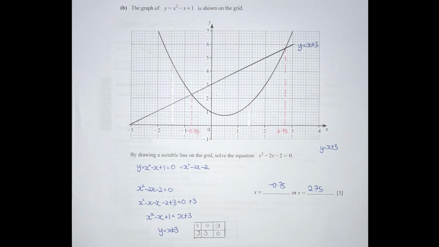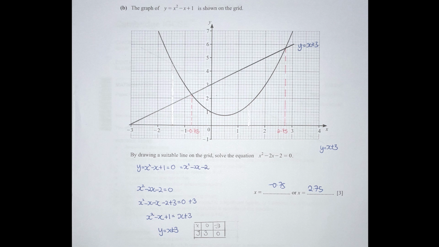For the last question here, B. So the curve has already been illustrated for you. All you need to do is to draw out the additional line. This is actually the graphing quadratic question where you have to arrange, okay, and compare the x squared minus x plus 1 with the x squared minus 2x minus 2 over here.